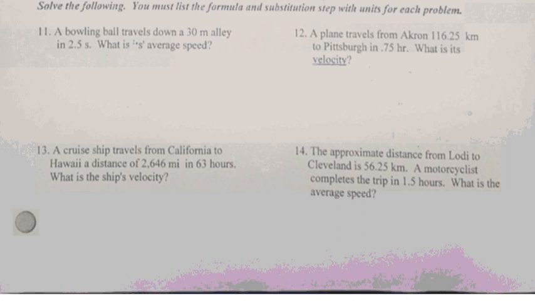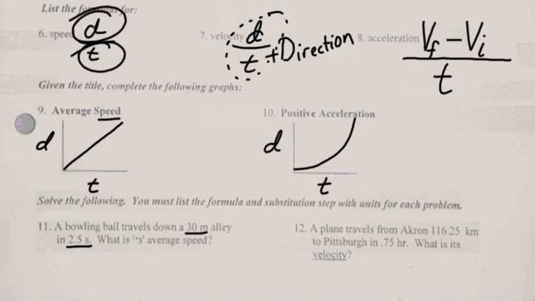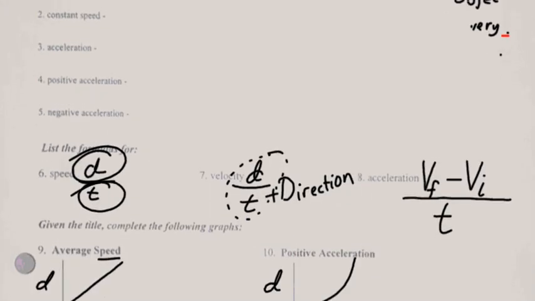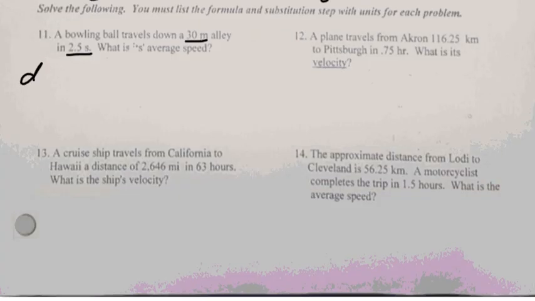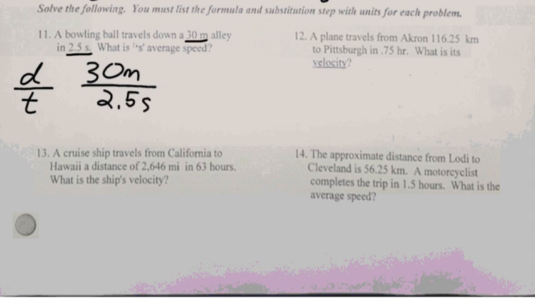Well, we know that average speed is going to involve distance and time, where we have a distance right here as 30 meters, and we have time with 2.5 seconds. We know that the formula that we could use for distance and time will be speed equals d divided by t. So we're going to take our distance and divide it by our time, and in this case, it's going to be 30 meters divided by 2.5 seconds. When you take 30 and divide it by 2.5, we get 12 meters per second. This would be our answer.